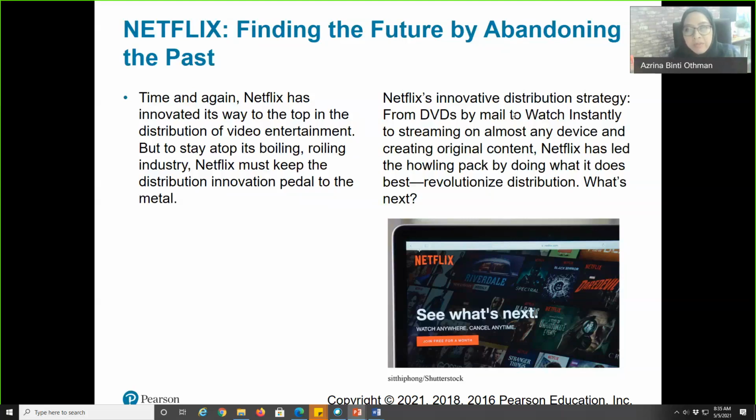So Netflix's innovative distribution strategy went from DVDs by mail to watch instantly, to streaming on almost any device, and they are also creating original content. Netflix has led the whole impact by doing what it does best. So this is how they revolutionized their distribution strategy. So what's next? What do you think can be done by Netflix in their distribution strategy? By transforming from DVD to streaming, live streaming video. So what's next? You need to think what other innovative distribution strategies there will be.